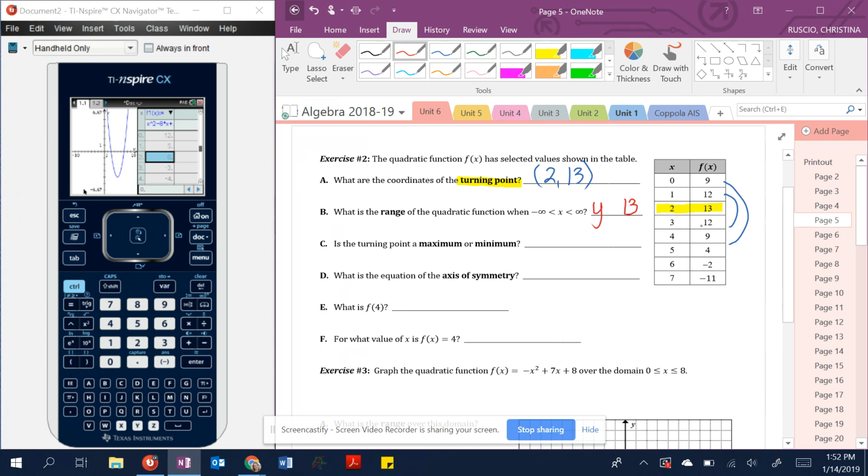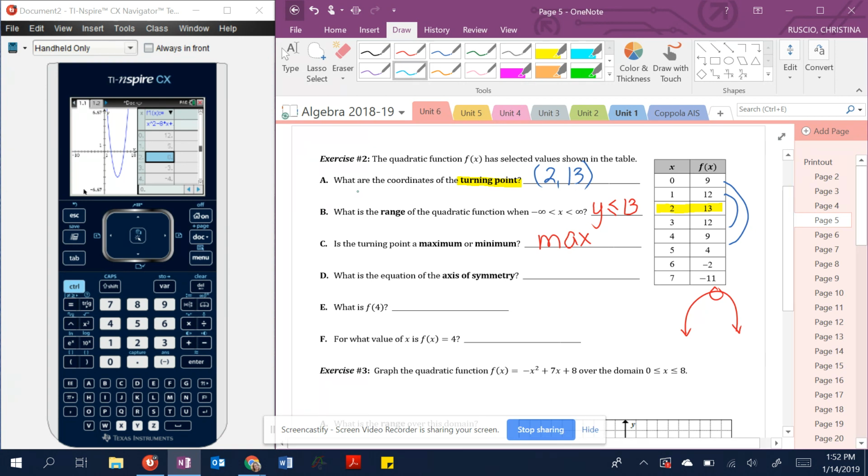What's going on? 12, 9, 4, -2. Those are all smaller than or equal to 13. Interesting. All right, so if they're all smaller than it, wait a minute. I think my parabola is going to look something like this. So what kind of point would that be at the top? Yes, it's going to be a maximum.